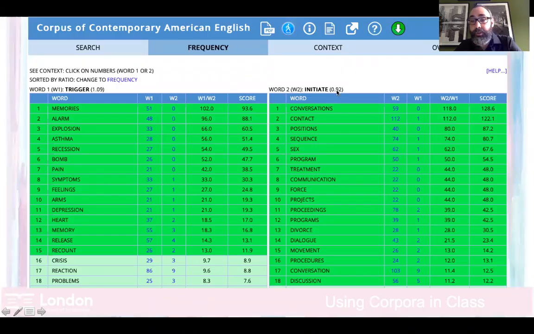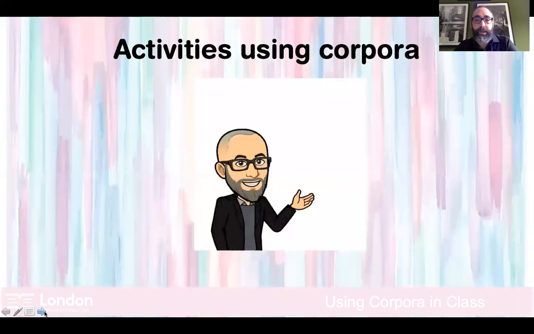And the same for initiate. You very commonly initiate conversations, but you don't usually say, as you see here, trigger conversations, okay? So again, this can give us a lot of interesting information about how two words are used and in which context the words are used.